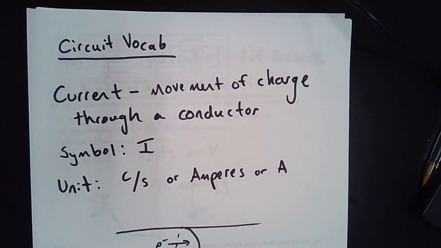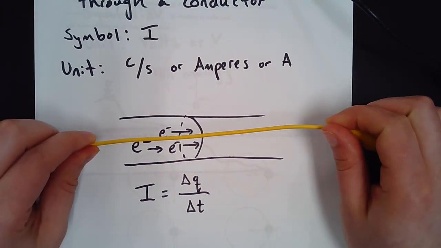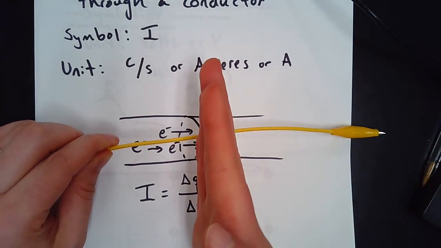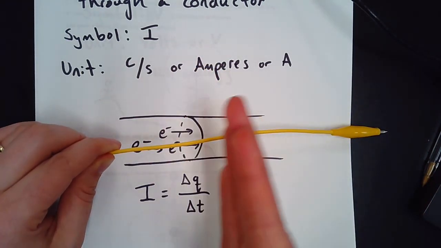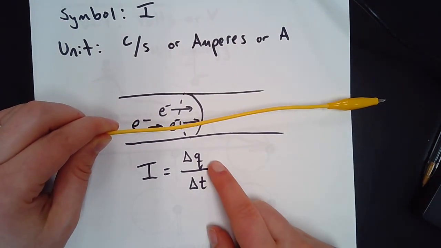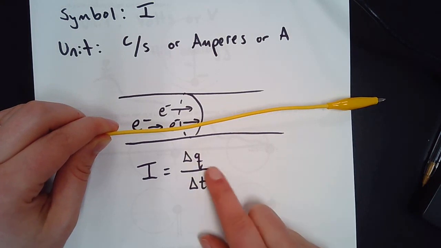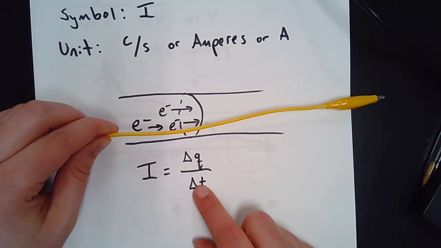So if you want to think about current this way, imagine a wire and taking what's called a cross-section of it, so we're just going to look at one piece of the wire, and we're going to see how much charge flows by that piece in a given time. That's our current. So the change in charge, or how much charge flows through over time, that is our current. This formula is on your reference sheet.